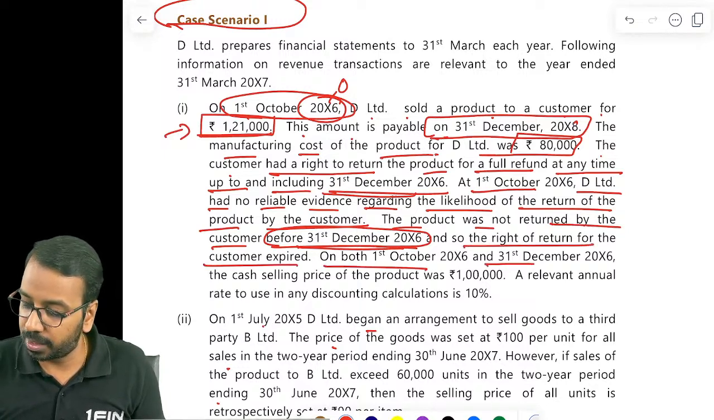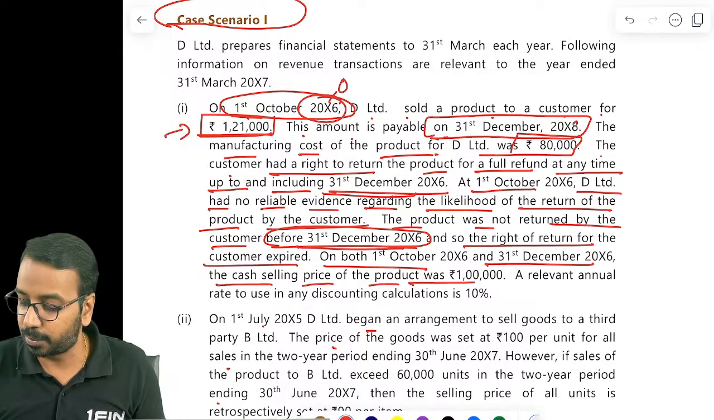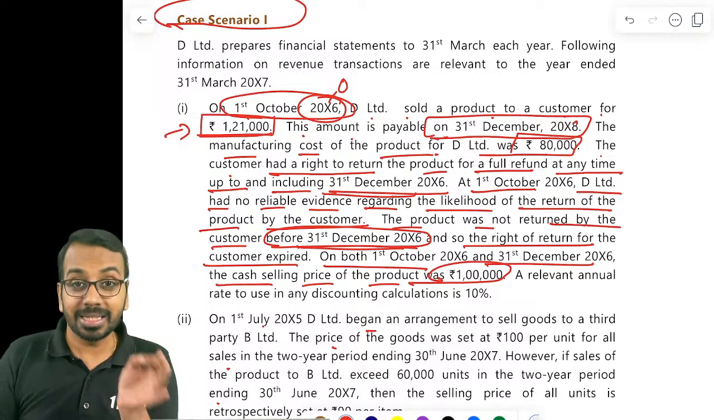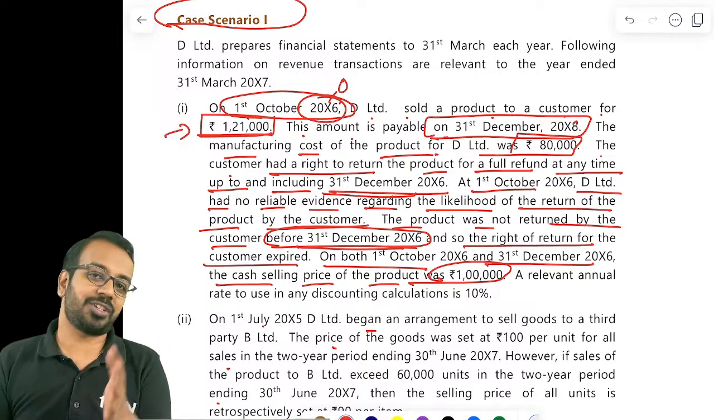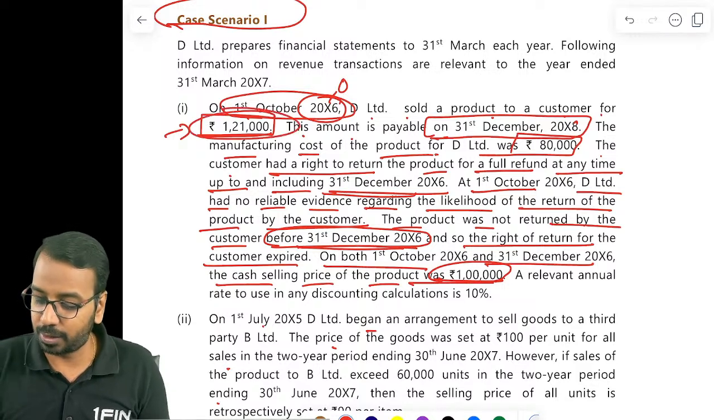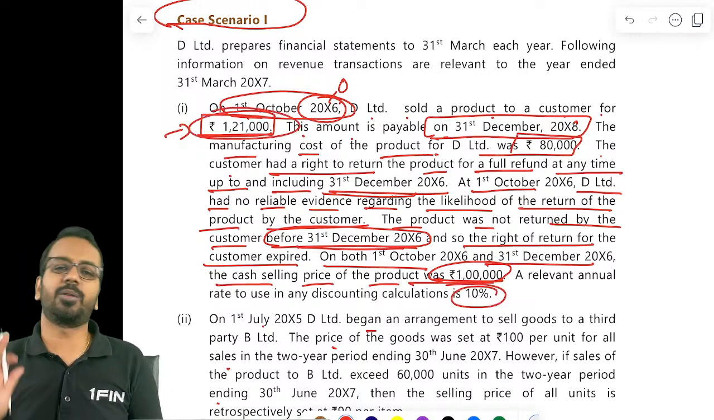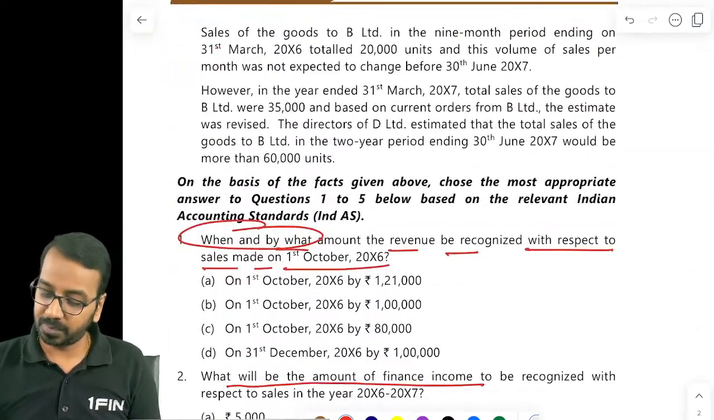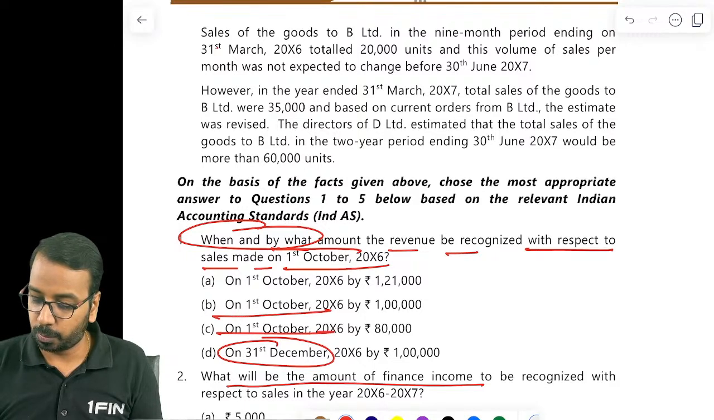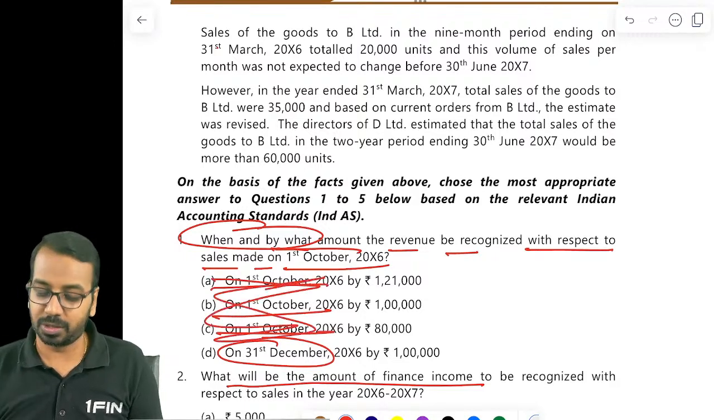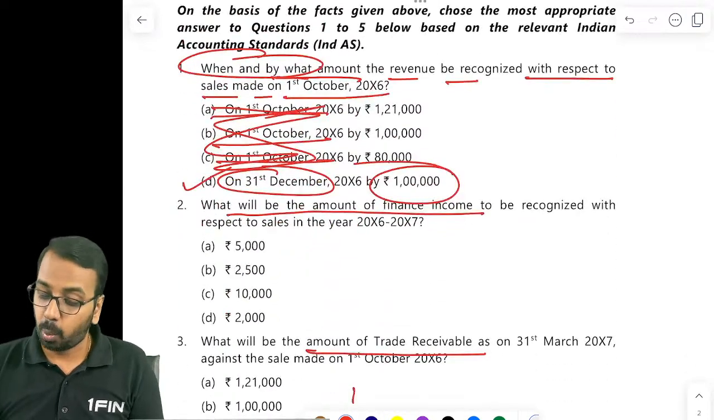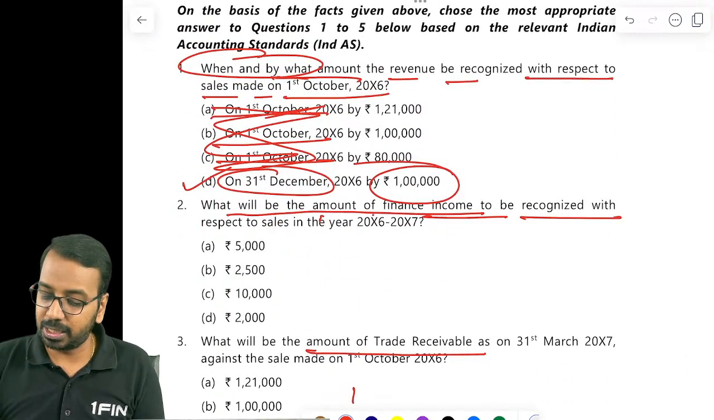On both 1st October and 31st December, the cash selling price of the product was 1 lakh. So whenever there is a deferred consideration involved, we recognize the revenue at what value? At the cash selling price. And what is that amount? 1 lakh is the amount. Okay. So if you discount 1,21,000 by 10% rate, you will get 1 lakh itself. So the first question, when should we recognize? On 31st of December, not on 1st October. So see, if 3 options are out because of 1st October, you can directly say 31st of December and revenue is 1 lakh.